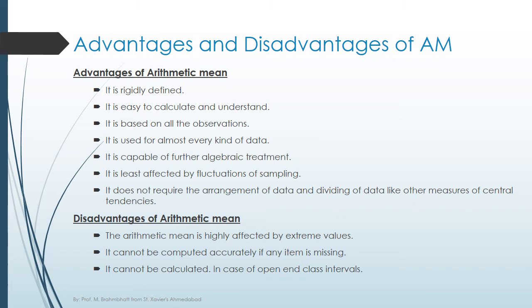If the first and the last class are open, let's say blank to 10 is the first class, or 100 to dash is the last class. So this is the open class, where the starting and the ending of the classes are not given. So in that case also you are not able to find the arithmetic mean.